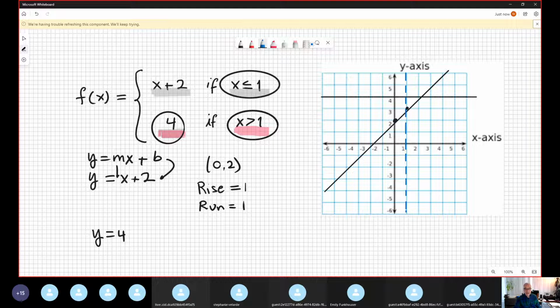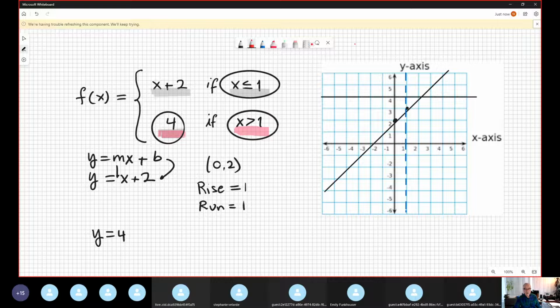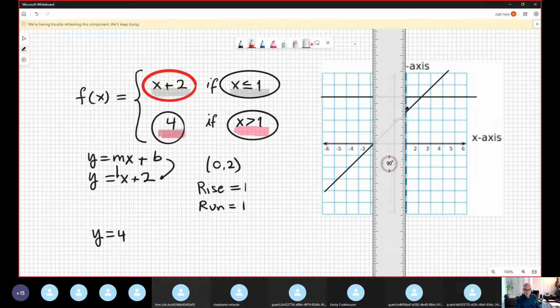Now I am ready to do the graph of the piecewise function. Let me use another color, maybe red color. So now, look. Before 1, the piecewise function travels along x plus 2, which corresponds with the inclined line, the oblique line. So this is the graph of the piecewise function.